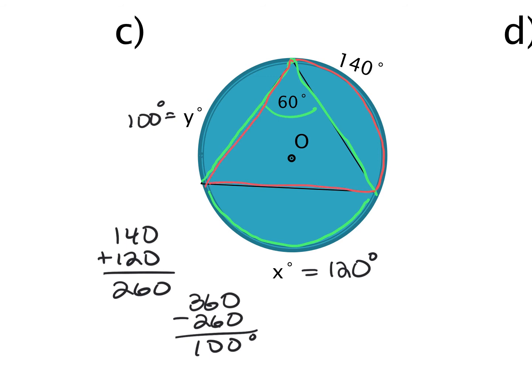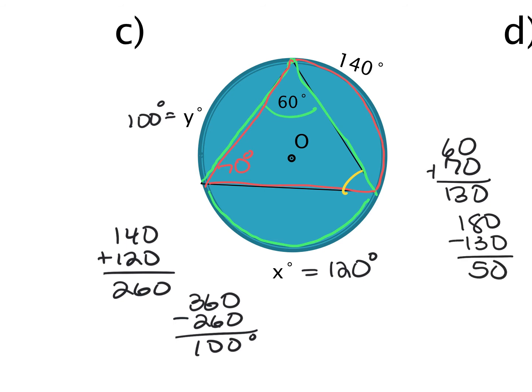Now, another way you could have done it is also found this angle that forms the 140. Half of it would be 70. Then you could have found this angle over here by adding 60 and 70. Get 130. Subtract it from the triangle sum. Find out that this angle is 50. And then its intercepted arc is double that. So multiple different ways, you can choose whichever method you wish.